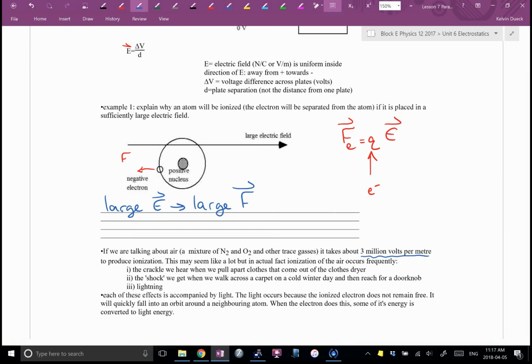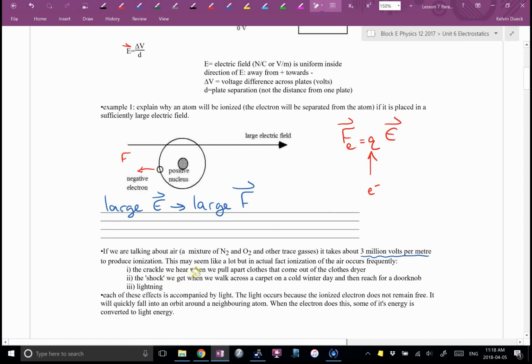One electron will jump from one air molecule to the next, to the next, to the next. You'll create an arc, you'll create a small current, you'll create the equivalent of a wire, but out of air. And this happens frequently. This 3 million volts per meter may seem like a lot, but in actual fact, ionization of the air occurs frequently.